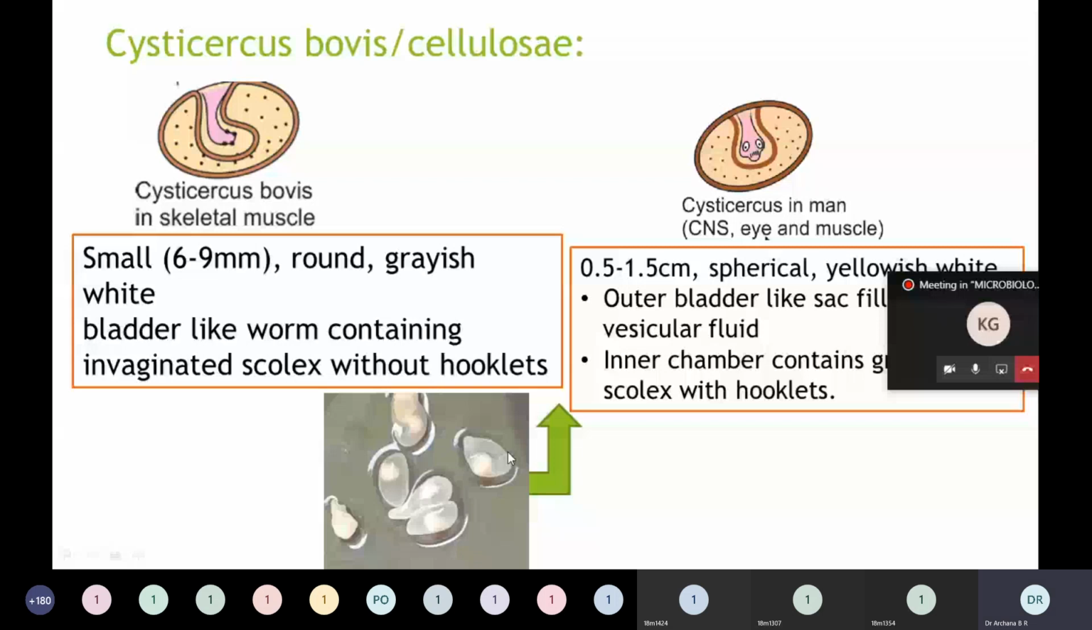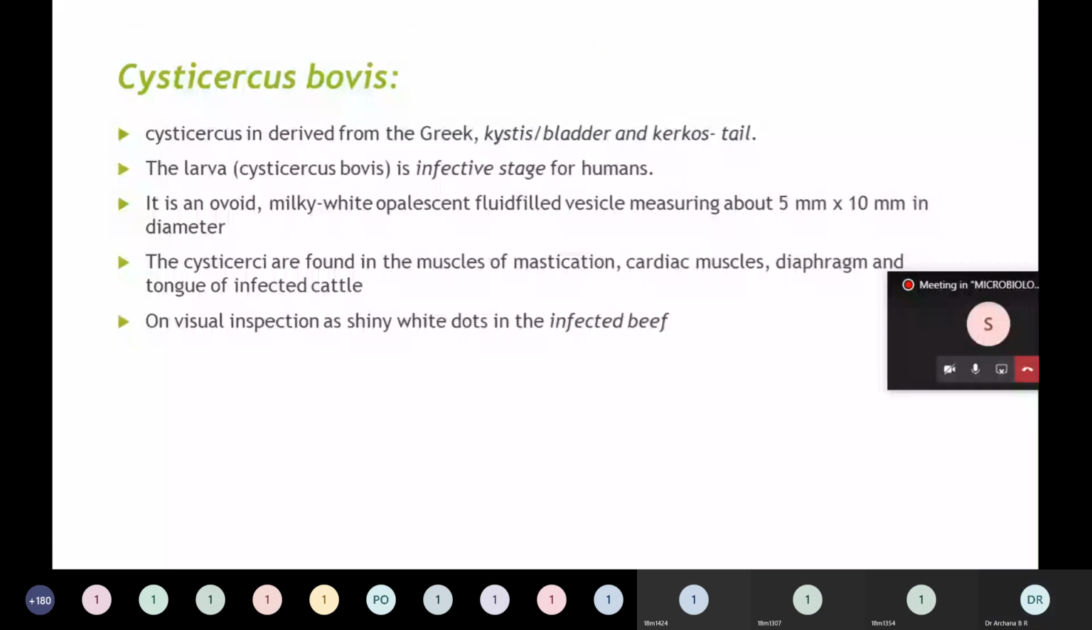And the larval form is smaller in saginata, that is Cysticercus bovis. It measures about 0.5 to 1.5 centimeter, spherical, yellowish white, an outer bladder-like sac filled with vesicular fluid and an inner chamber consisting of scolex with hooklets. The word cysticercus is derived from the Greek word kystis meaning bladder and kerkos meaning tail.